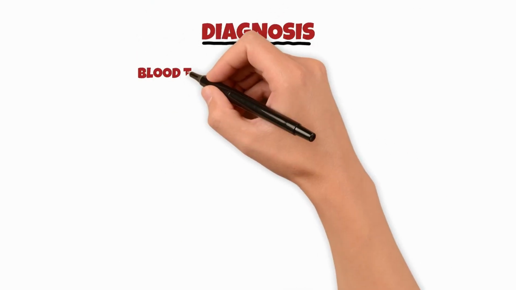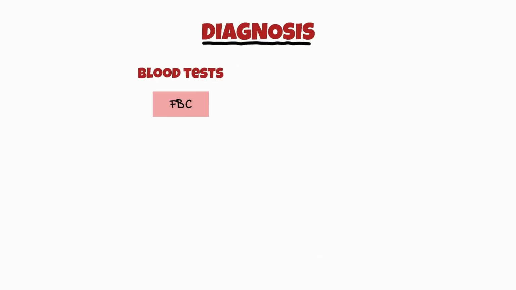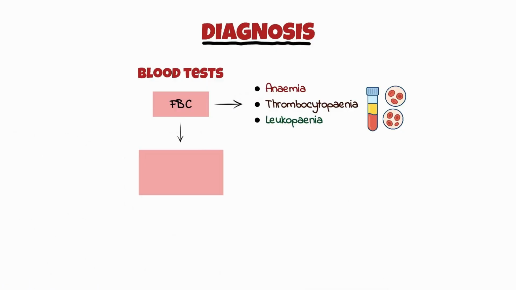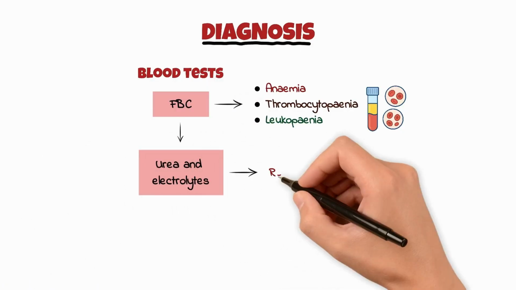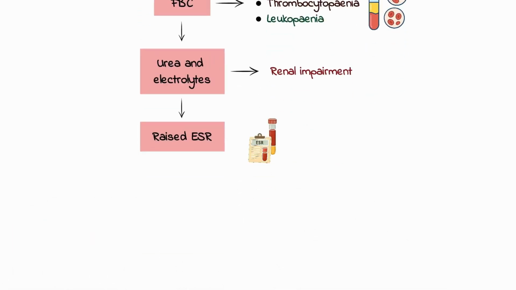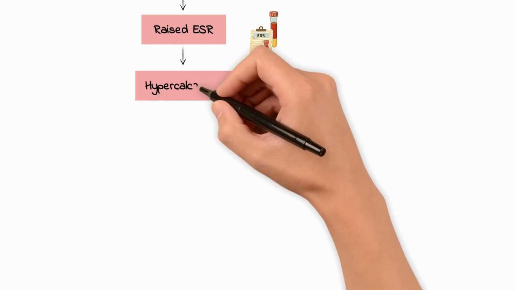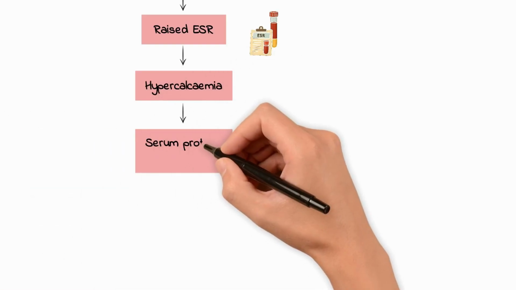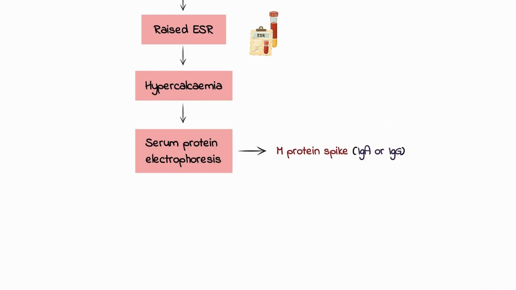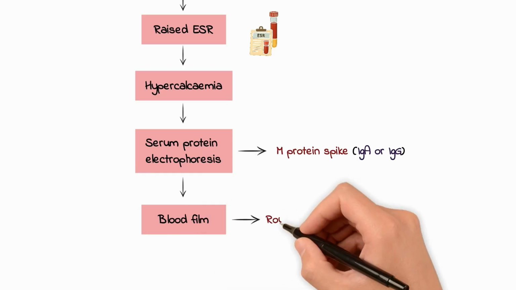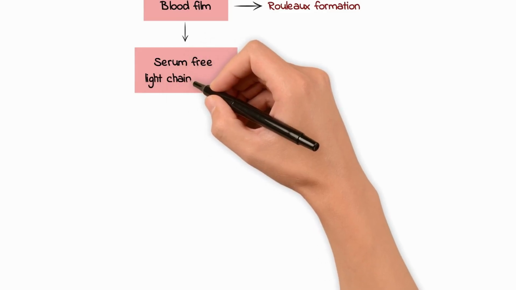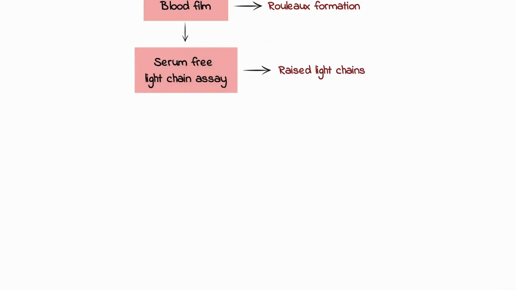Diagnosis: blood tests. Full blood count: anemia, thrombocytopenia, and leukopenia. Urea and electrolytes. This can show renal impairment. Raised ESR, hypercalcemia. Serum protein electrophoresis: M protein spike, IgA or IgG. Blood film: Rouleaux formation. Serum-free light chain assay: raised light chains.